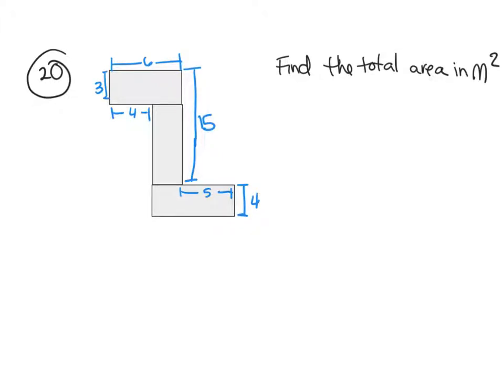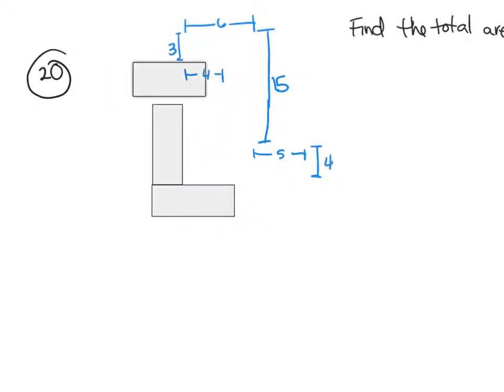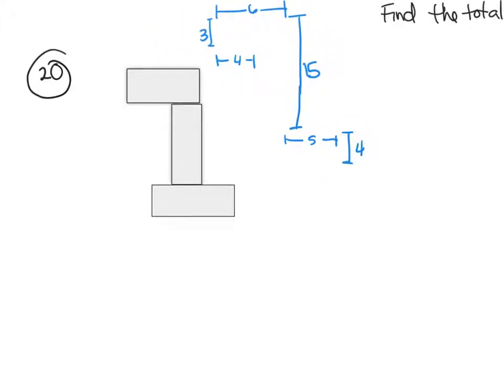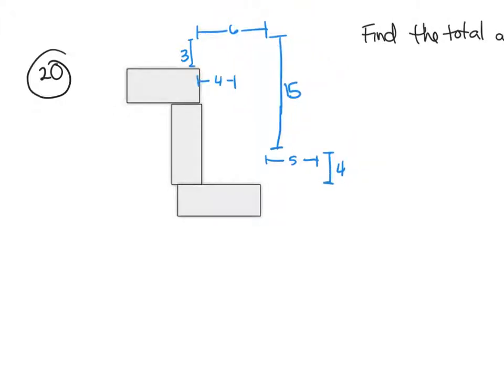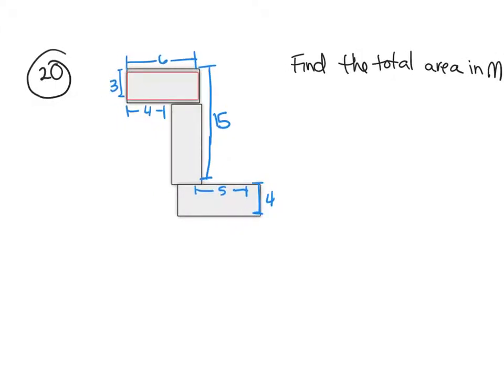If I'm asking you for the area, it means that I am looking for the area of this rectangle plus this rectangle plus this rectangle. And I have my dimensions here, so I recommend that you break it down into different pieces. Let's start with this rectangle here. That rectangle, if I look at it, measures 3 by 6.